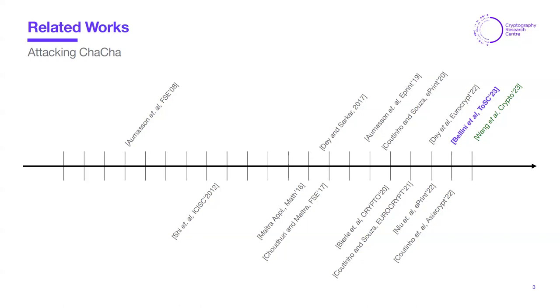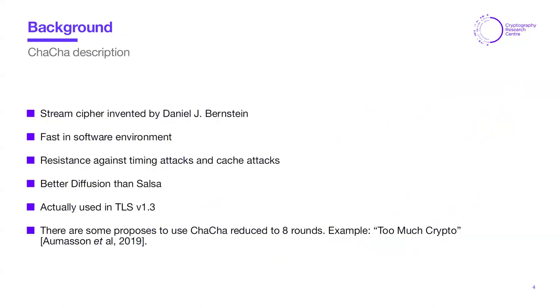After the publication of this paper, we have other papers, for example, this from Wang et al., where they managed also to find a distinguisher, a key recovery attack, sorry, for more than 7 rounds. Also, we have this other paper by Dey et al., where they managed to improve also and go beyond the 7 rounds previous distinguishers. As we know, ChaCha was invented by Daniel Bernstein.